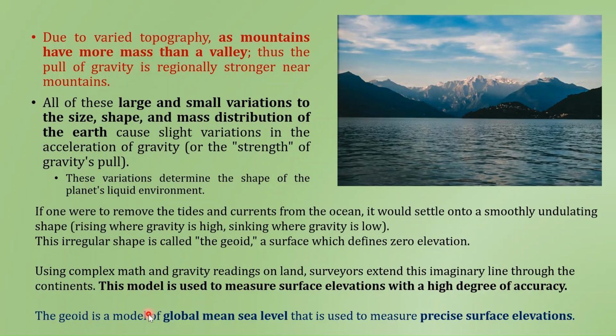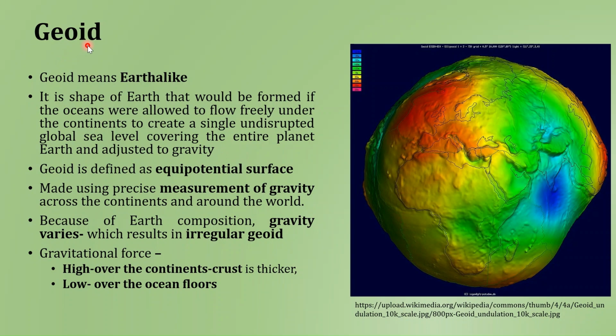So the geoid is a model of the global mean sea level that is used to measure precise surface elevations. The word geoid means earth-like, and it is the shape of the earth that would be formed if the oceans were allowed to flow freely under the continents to create a single undisrupted global sea level covering the entire planet Earth, adjusted to the gravity. And this geoid is defined as the equipotential surface, made using precise measurements of gravity across the continents and around the world.